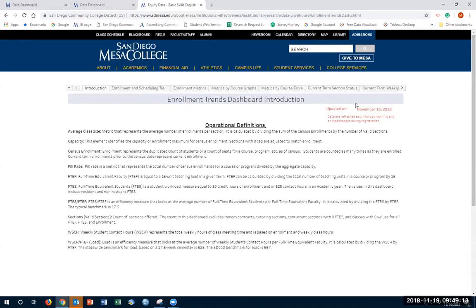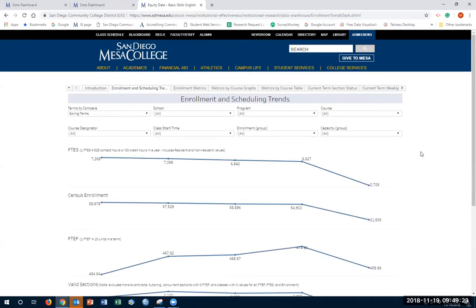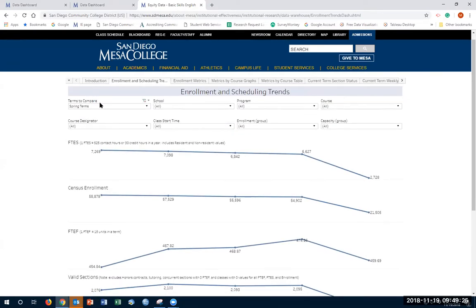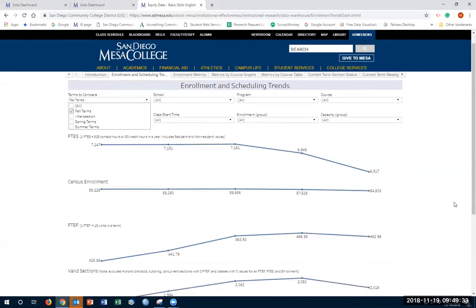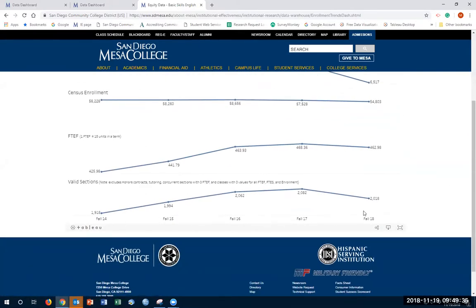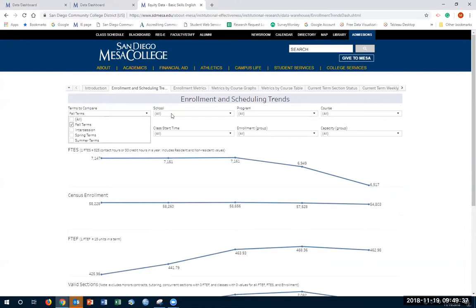As with all of our dashboards, we have a beginning page that gives some information about operational definitions and tabs across the top. This first tab looks at basic enrollment information. You can filter to look at certain terms. So if I want to compare fall terms instead of spring terms, I can include that. And here at the bottom, you'll see the fall terms that are being included.